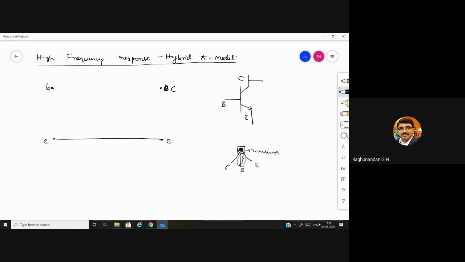So this extra wire has some resistance. That resistance is known as RBB dash, or R dash also. That extra wire which we are connecting offers some resistance.